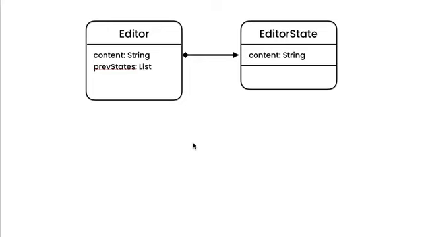Now back to our design. Our editor class currently has two responsibilities. One of them is state management. The other is providing the features that we need from an editor. We need to take all the state management work outside of this class and put it somewhere else. So we shouldn't have this field inside this class, previous states. Let's delete this. That means we're not going to have an association with the editor state class.